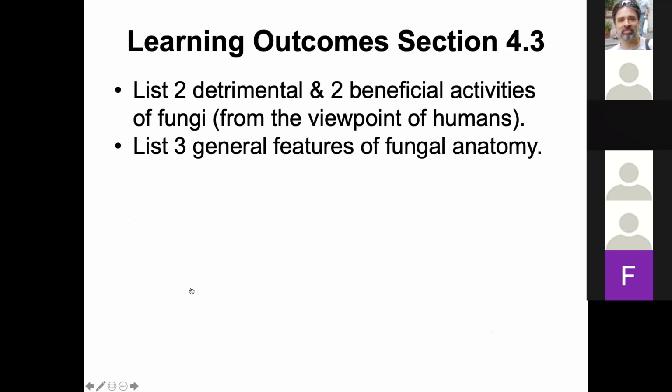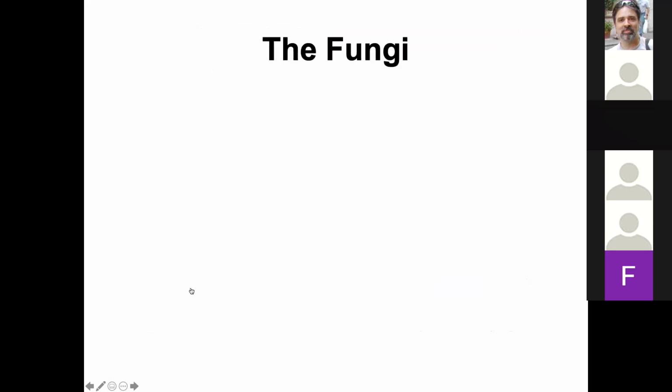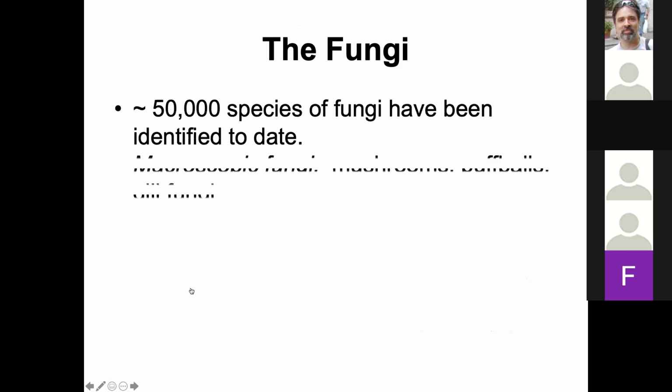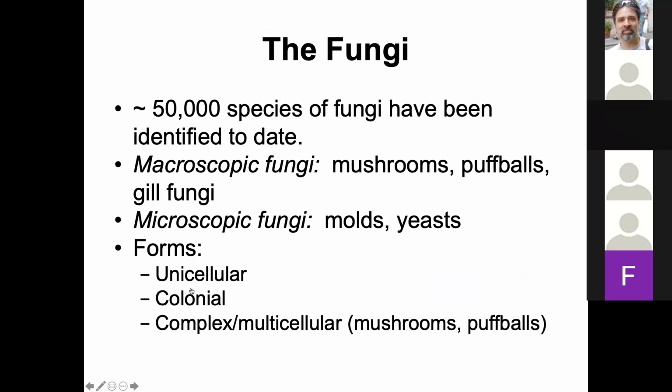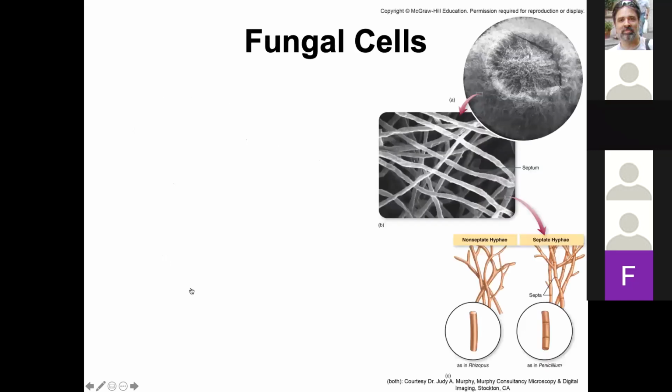All right. Now we're going to talk about fungus. Fungi basically feed off of decaying organic material. There are 50,000 species of fungi that have been identified up to this point. Macroscopic fungi you can see with your naked eye, and microscopic fungi you have to see through a microscope, right? There are unicellular fungi, there are colonial, and there are multicellular fungi.